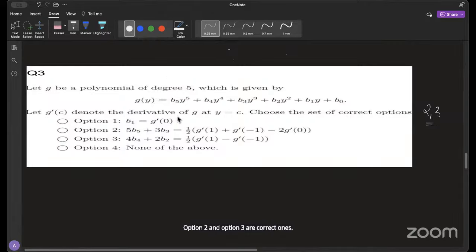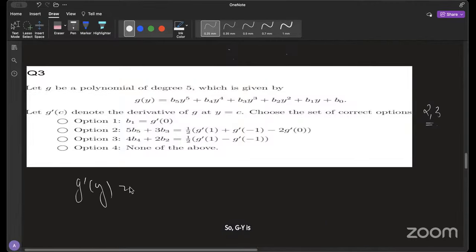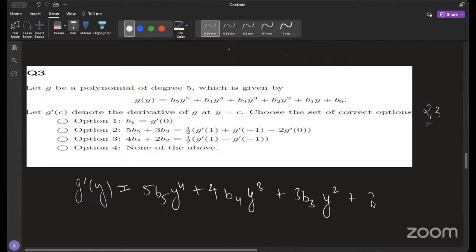So first, every option involves the derivative, so let's just find the derivative first. So g dash y is equal to 5b5 y to the power 4, plus 4b4 y cubed, plus 3b3 y squared, plus 2b2 y, and then b1.